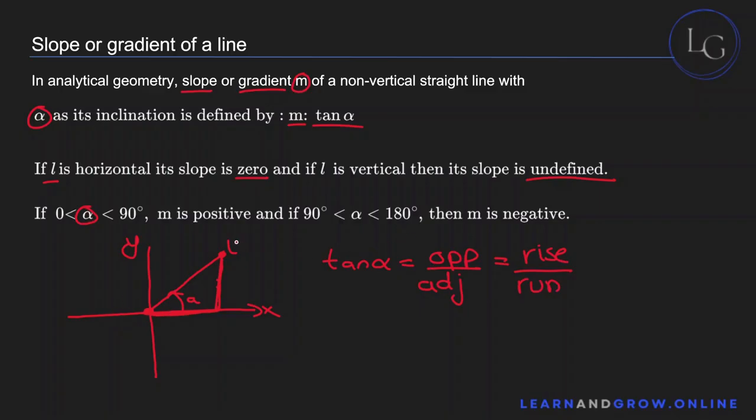And again, if this is a horizontal line, that means the angle is 0, and tan 0 is equal to 0. But if it's a line that lies on the y-axis, that means you have a 90-degree angle, and the tangent of 90 degrees is equal to infinity or undefined.